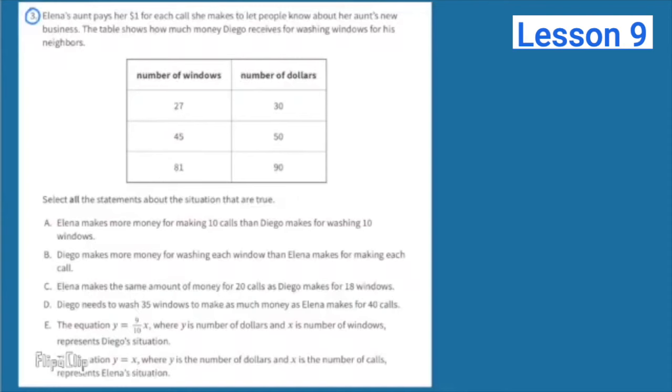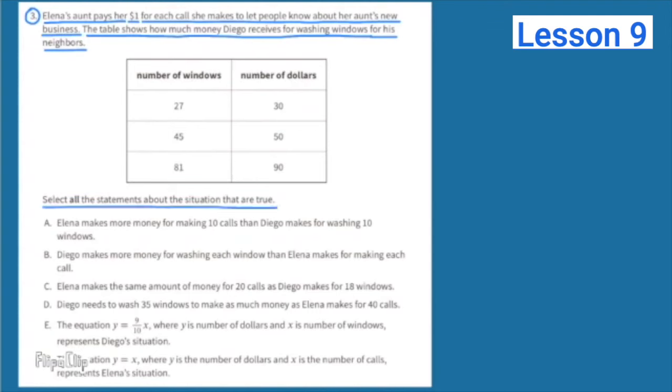Number 3. Elena's aunt pays her $1 for each call she makes to let people know about her aunt's new business. The table shows how much money Diego receives for washing windows for his neighbors. Select all the statements about the situation that are true. A. Elena makes more money for making 10 calls than Diego makes for washing 10 windows.